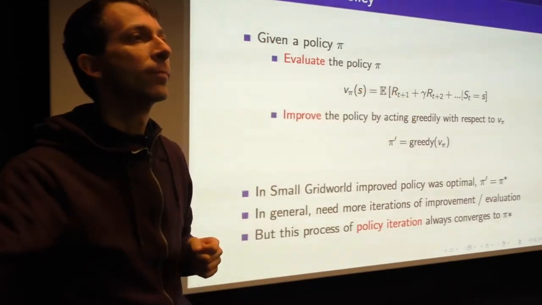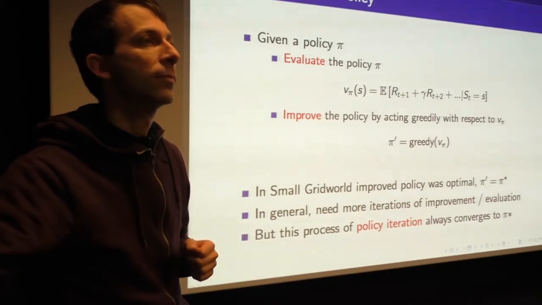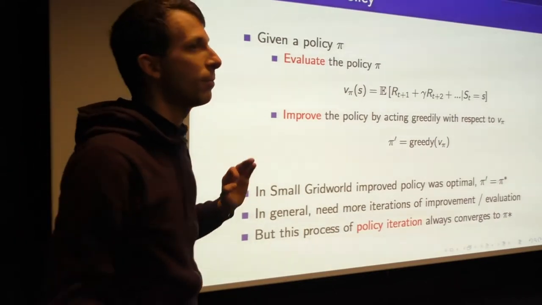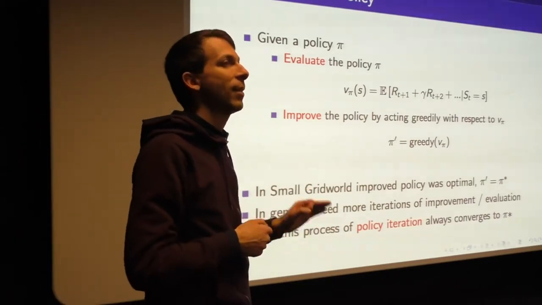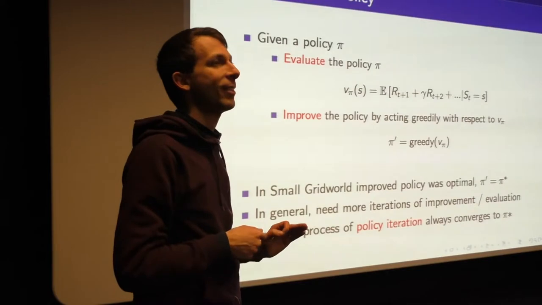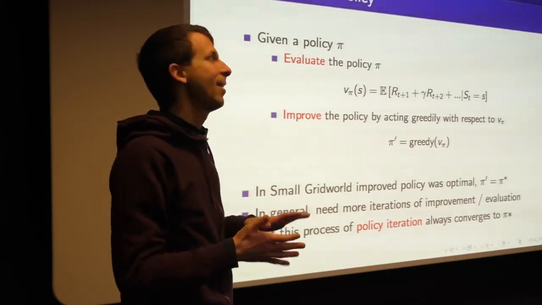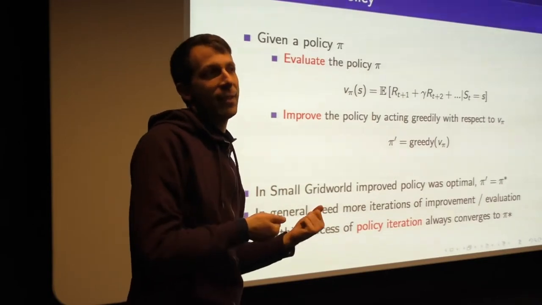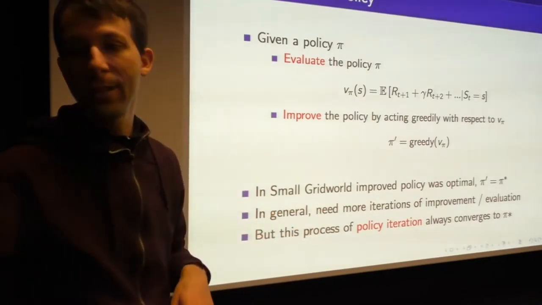Is that idea similar here to EM? There is a relationship between policy iteration and expectation maximization that's a little bit subtle and has been explored in recent papers. It's not an explicit equivalence, but there's a relationship.